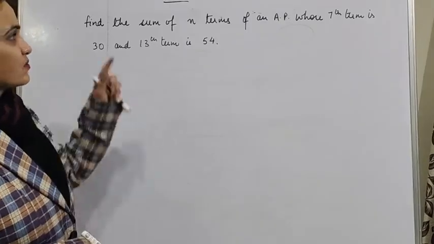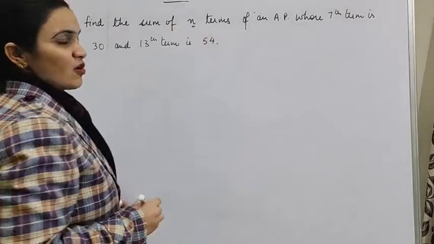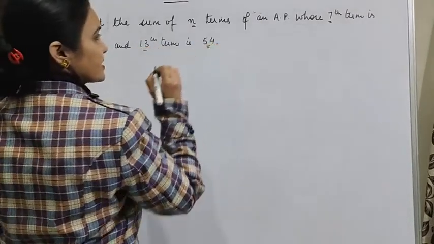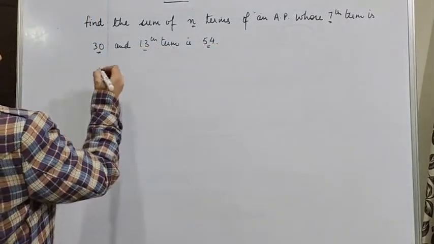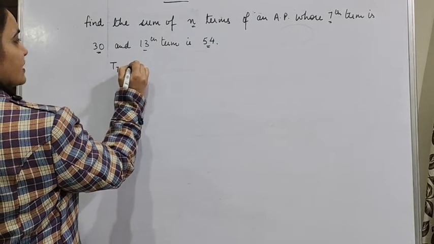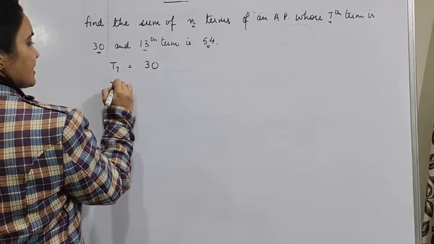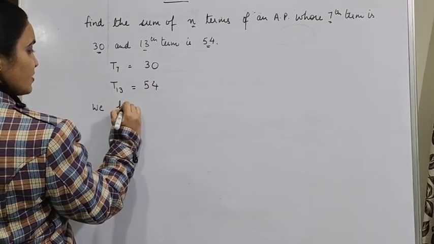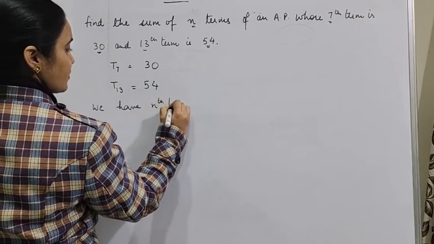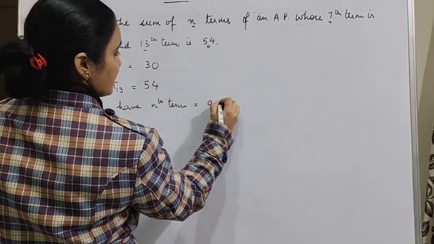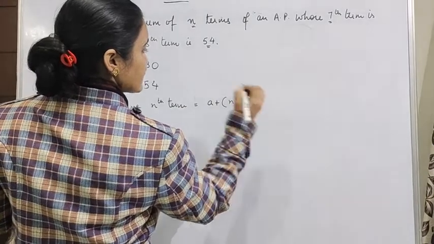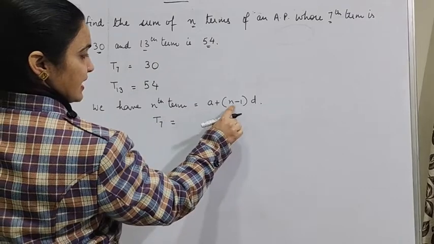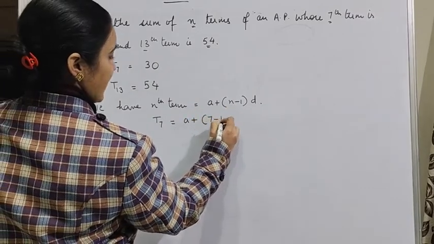Next question is find the sum of n terms of an AP whose 7th term is 30 and 13th term is 54. So we have given T7, term 7 as 30 and term 13 as 54. We know that we have nth term of AP as a plus n minus 1 times d. So what is T7th? Put n as 7, so it is a plus 7 minus 1d.